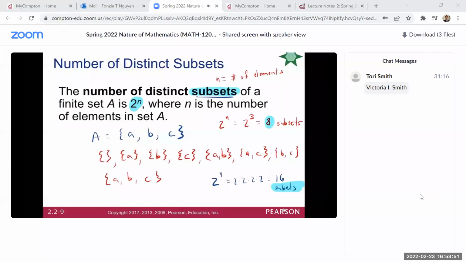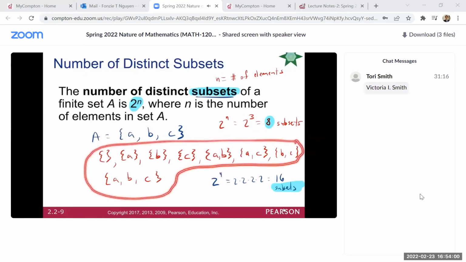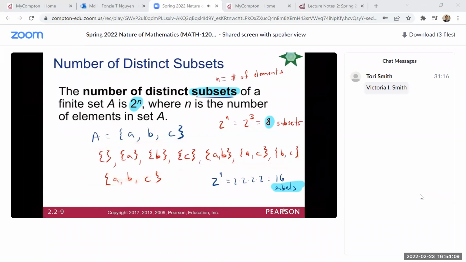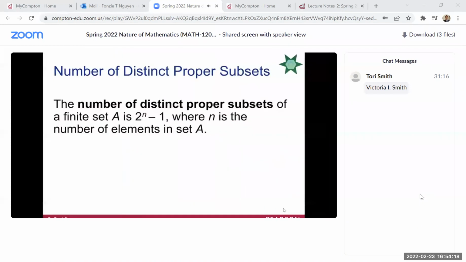What if they asked how many proper subsets? Which one would we have to get rid of from all of these? Which one is not proper? Is it ABC? Yeah, that's the one. Remember, if it's proper, it cannot be equal to the original set. So we would remove that one. So the formula is 2 to the n minus 1, because you're just getting rid of 1. That's for distinct proper subsets.